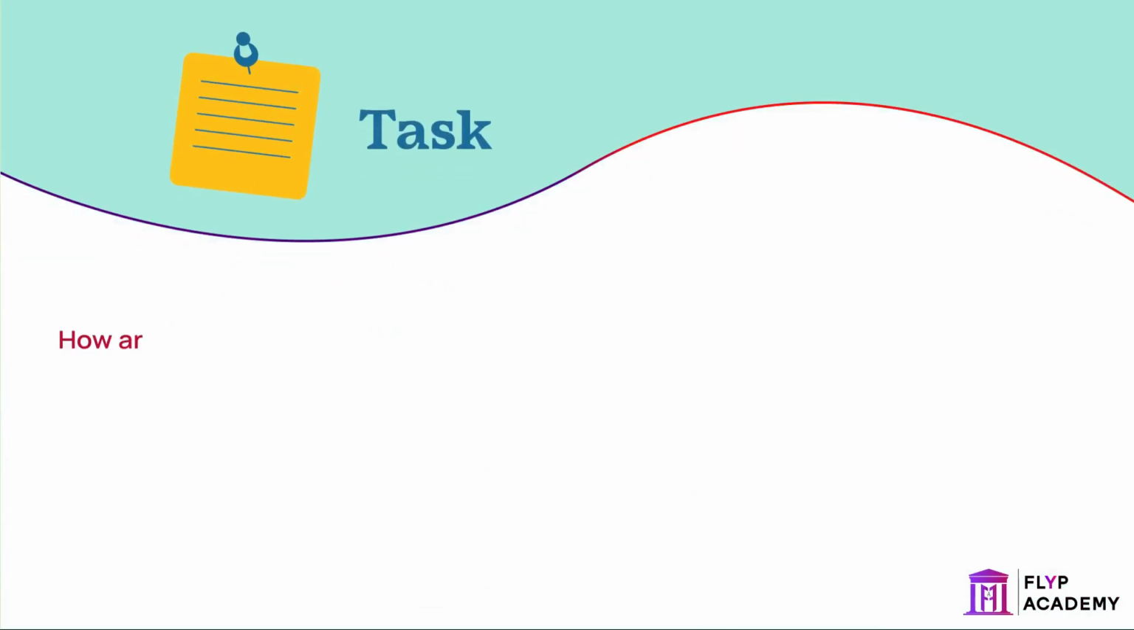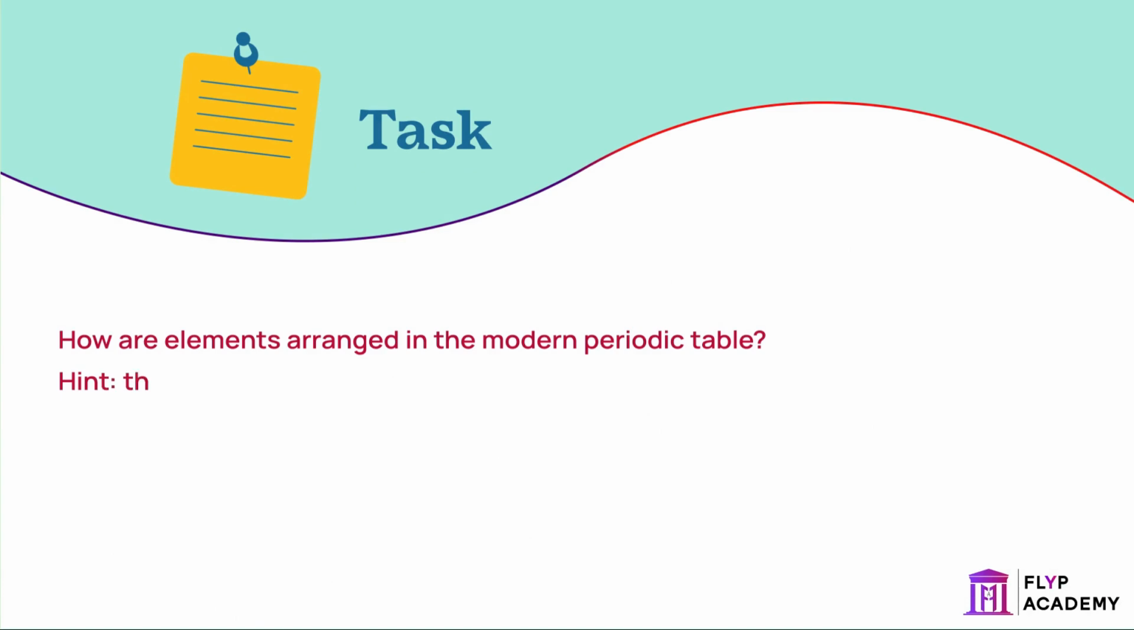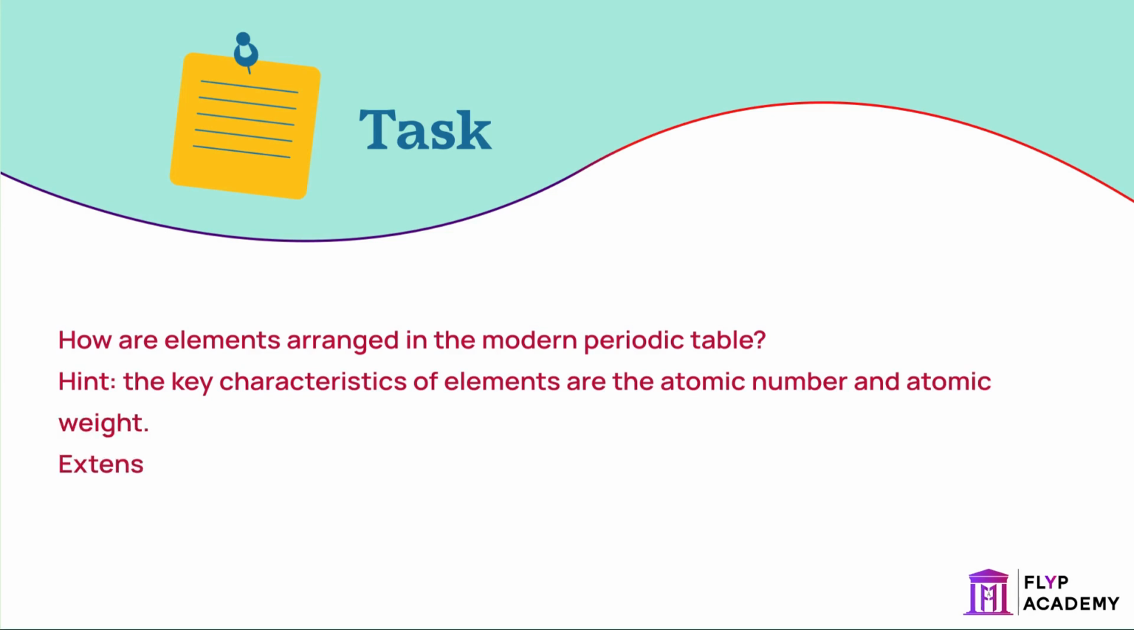Task: how are elements arranged in the modern periodic table? Hint: the characteristics of elements are the atomic number and atomic weight. Extension: what discovery led to the change?